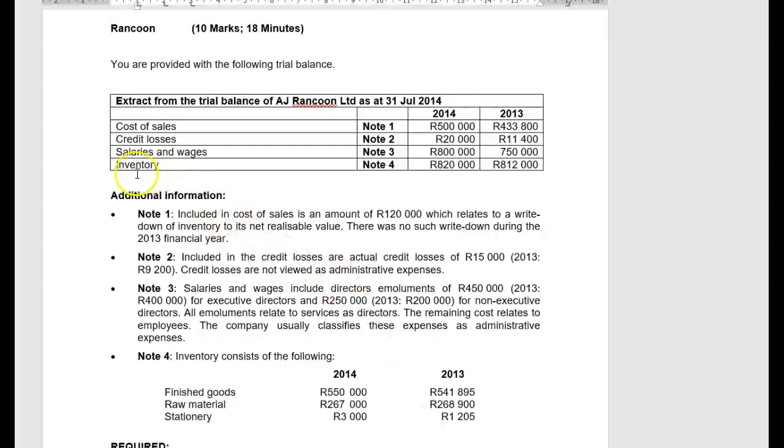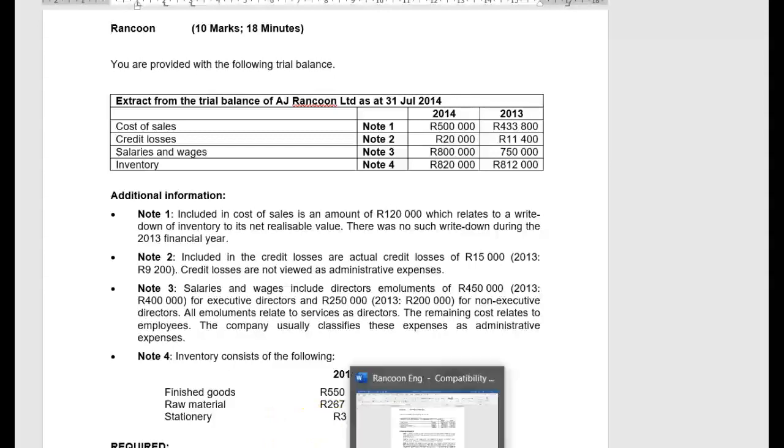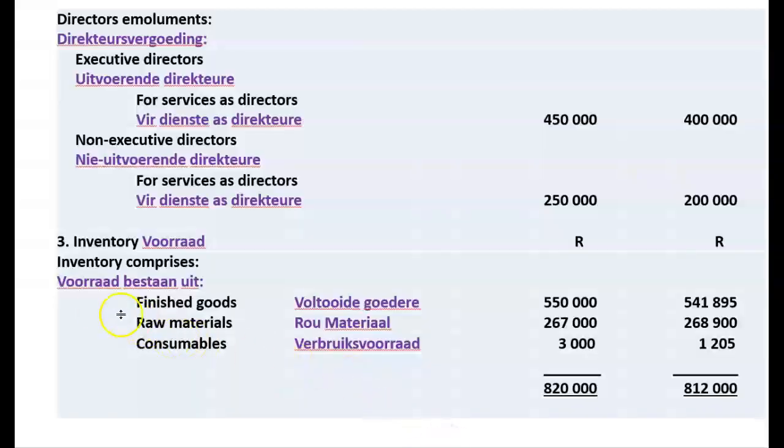Great stuff. Then the next one is inventory. Now inventory we know is a statement of financial position note. Note 4: inventory consists of the following: finished goods, raw material and stationery. You know that in the inventory note, we have to show the different classes of inventory. So inventory comprises finished goods and the amounts, raw materials and the amounts, consumables and the amounts, with a total of 820 and 812, and that we know is on the face of the statement of financial position.